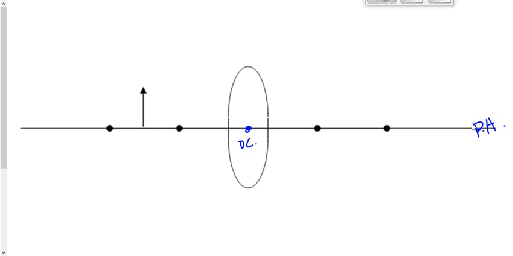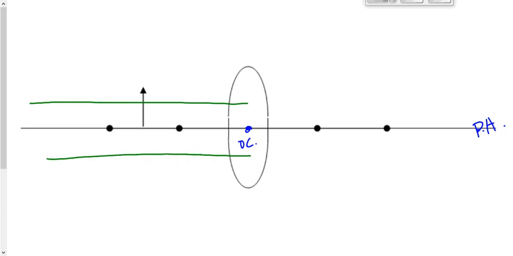Now this point right here is a point where all rays that are parallel to the principal axis will converge. Or in other words, they will focus at this point. What are you going to call that point where rays focus? The focal point. Not all rays, I shouldn't have said that. All rays that are parallel to the principal axis will focus at that point. This point right here is the focal point.